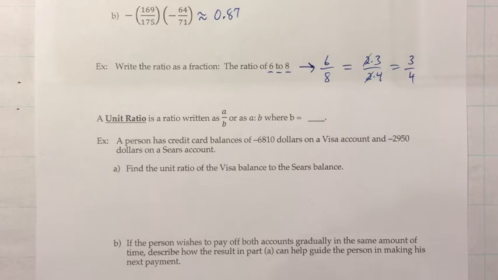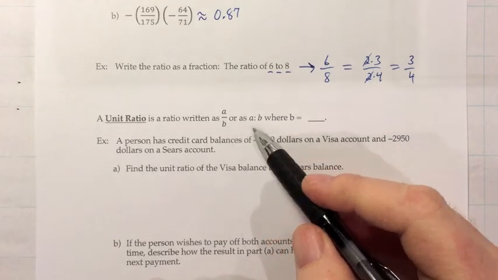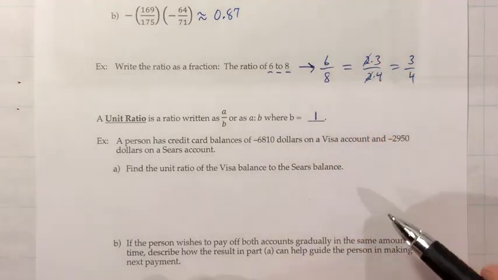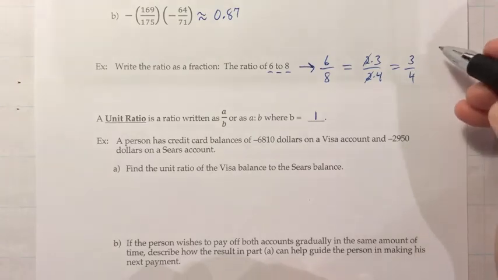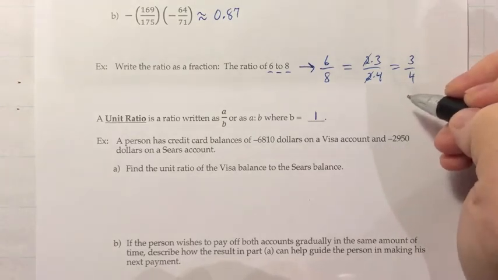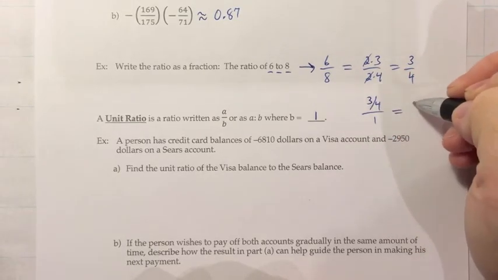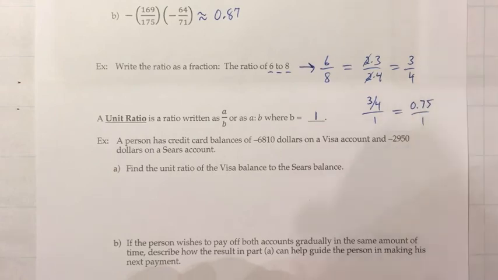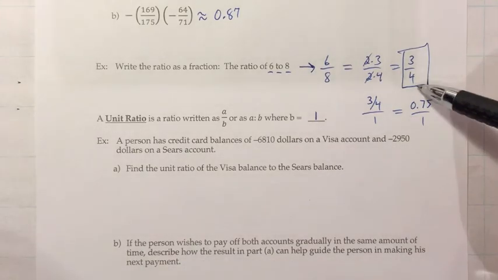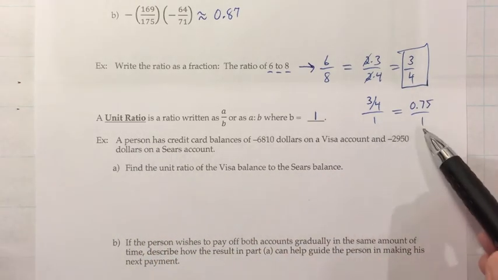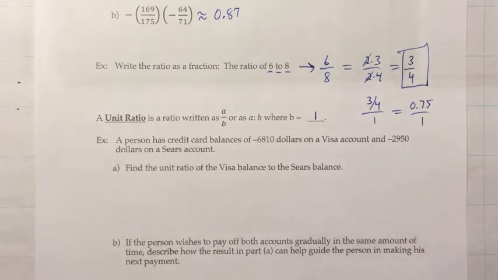Now there's something they want us to think about in this section called a unit ratio, and that's a ratio where we write it as A over B or A to B, but the B has to be a 1. So I could do that with this one actually in a couple ways. I could write it as 3/4 over 1, or I could write it as 0.75 over 1, which is kind of the more common way to do it. Let me box this answer because that's the answer to that question, but it wasn't a unit ratio because the denominator was 4. When they start asking you for unit ratios, you have to force the denominator to be a 1. So let me show you how that works with this example.